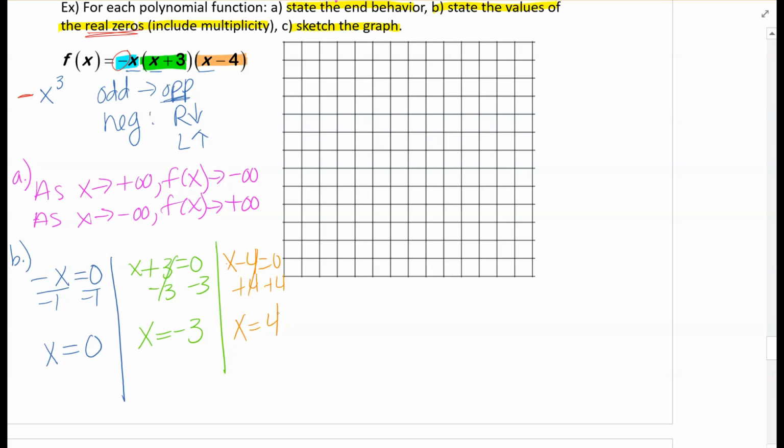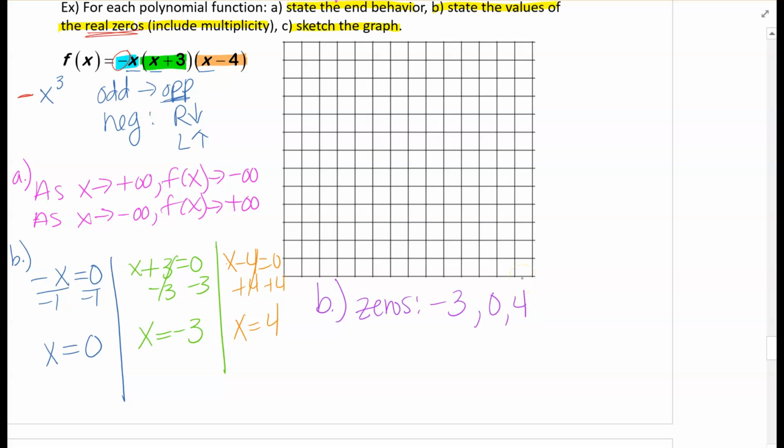So for my part B, my 3 zeros are, and I don't know if your teachers are going to be too picky, but some teachers like to put them in least to greatest, so they might want you to write it as negative 3, 0, 4, but those are your 3 zeros.